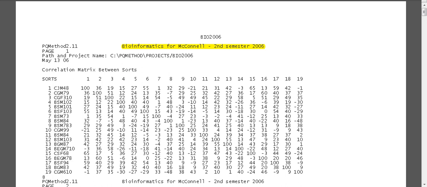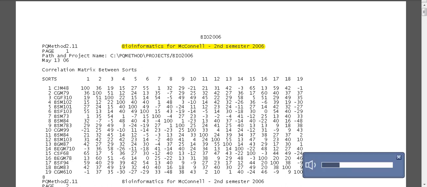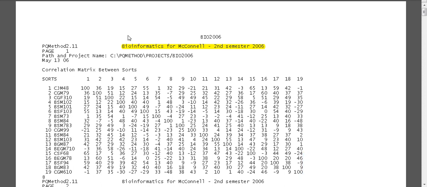Okay, so this is our bioinformatics data, the list file for the second time it was offered. It says second semester, it's 2006. This is my short description of my study that I put in, just like you did when you entered your Q sorts. And now we start with a very long list of tables that are created as part of the list file.